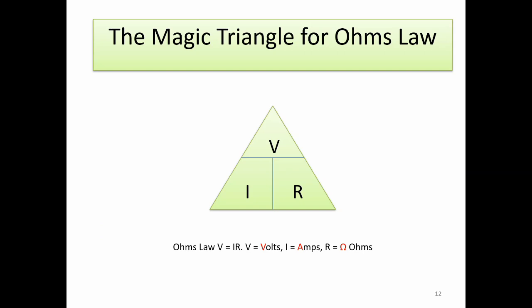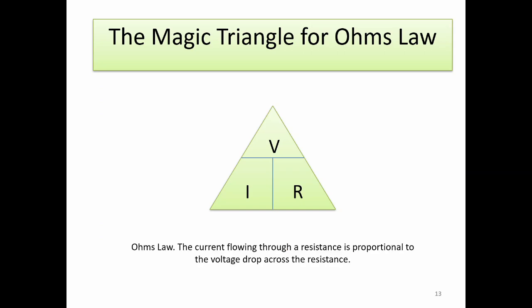One of the main uses for the magic triangle, which we probably all remember from school, is Ohm's law. Ohm's law states that the current flowing through a resistance is proportional to the voltage applied across that resistance. V equals IR. V is measured in volts, I, current, is measured in amps, and R, resistance, is measured in ohms. As we said, the current flowing through a resistance is proportional to the voltage drop across the resistance.